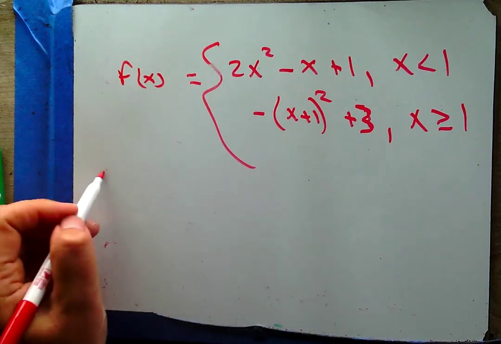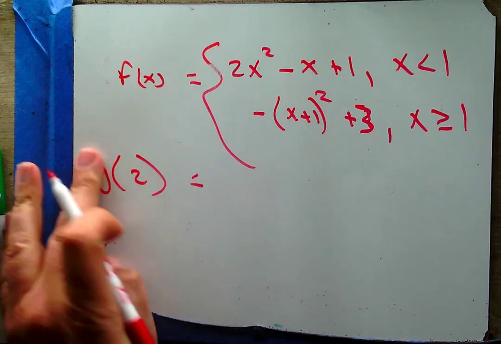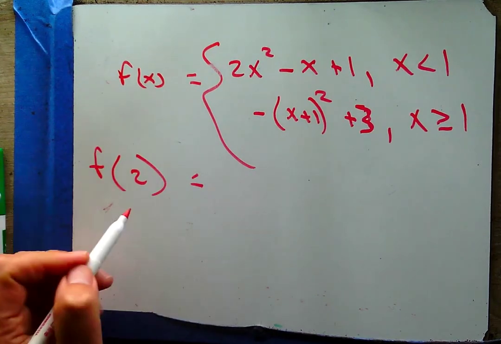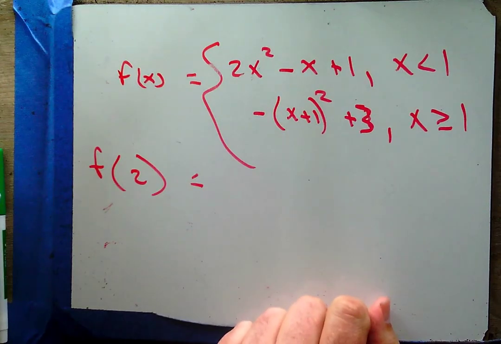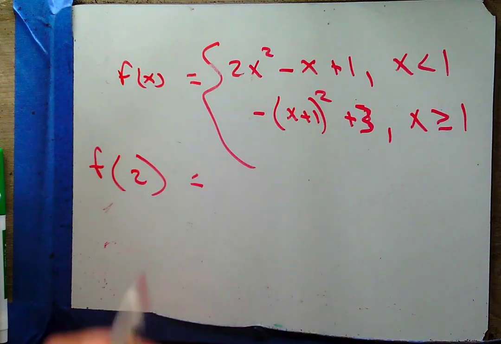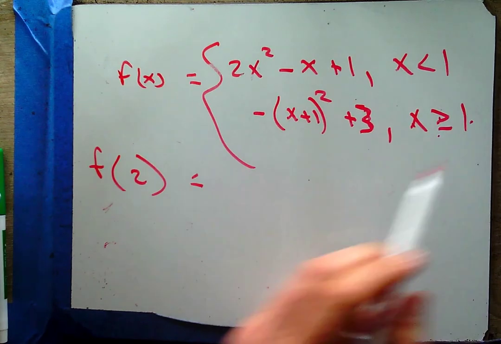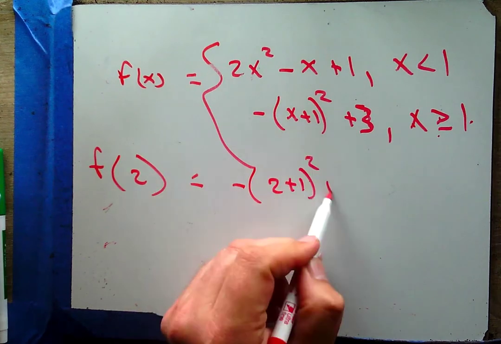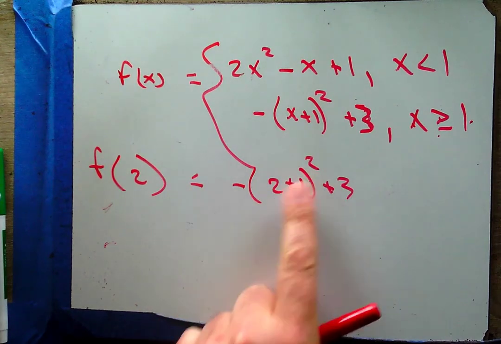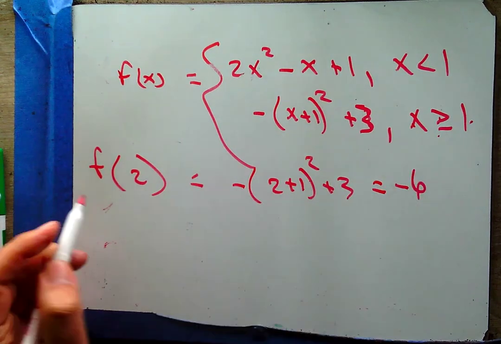So will you please evaluate this function, f of 2? I'm sorry, f of 2. Do I plug a 2 in for both of these x's? No. Then in which? Where should I plug that in? That's right. Here, 2 is greater than or equal to 1. So I'm plugging in my 2. I'm getting 3 squared is 9. Negative 9 plus 3 is negative 6.